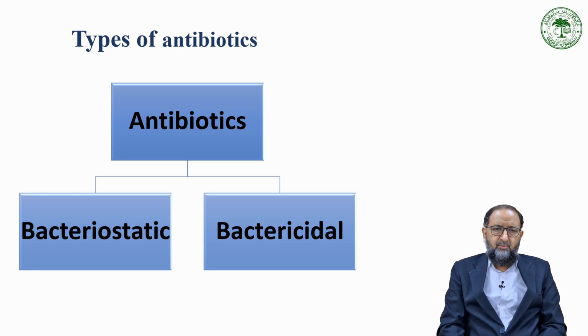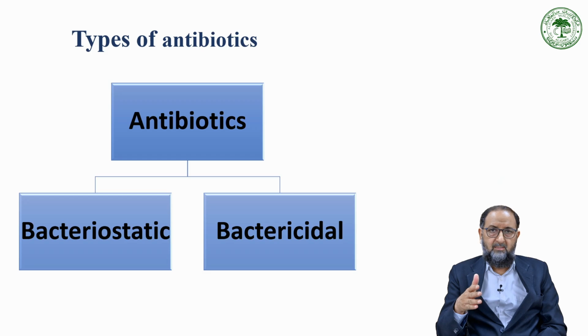What are the different types of antibiotics? Basically, antibiotics are categorized into two different types. One we call bacteriostatic, another we call bactericidal. Bacteriostatic antibiotics are those which inhibit the growth of bacteria. They don't kill. Whereas bactericidal antibiotics kill the bacteria. The targets used in bactericidal antibiotics are such that they completely kill the bacteria, so bacteria are no more viable.